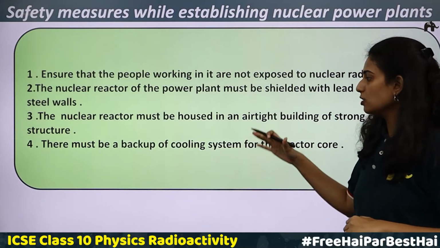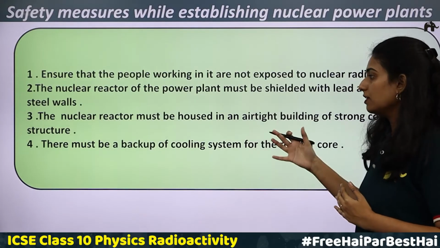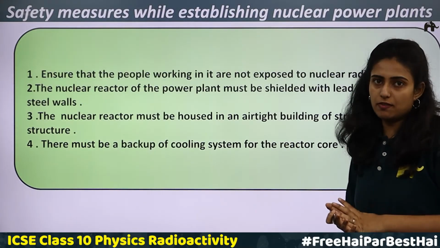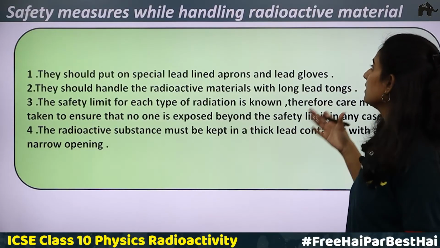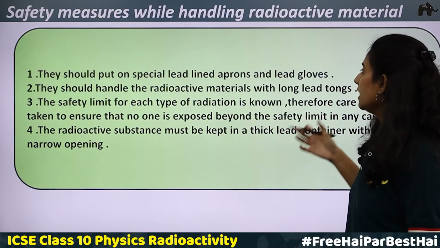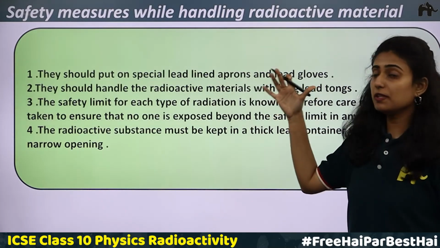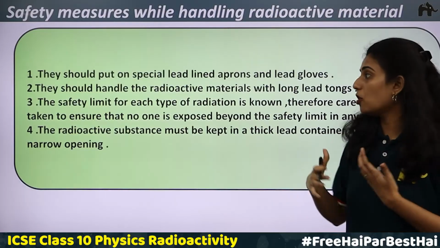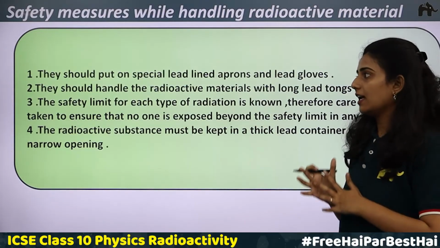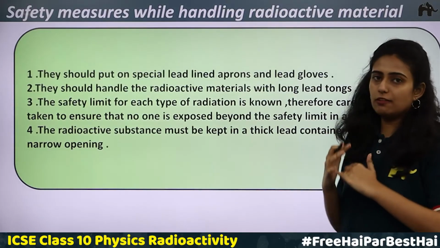If there is a backup cooling system, if one doesn't work, the other cooling system will be working, and overheating and melting can also be prevented. Safety measures while handling radioactive materials: they should put on special lead-lined aprons and lead gloves. These lead-lined aprons and lead gloves will prevent the radiations from entering the body of the person and help him stay away from the radiation. That is, his body is protected from the radiations.